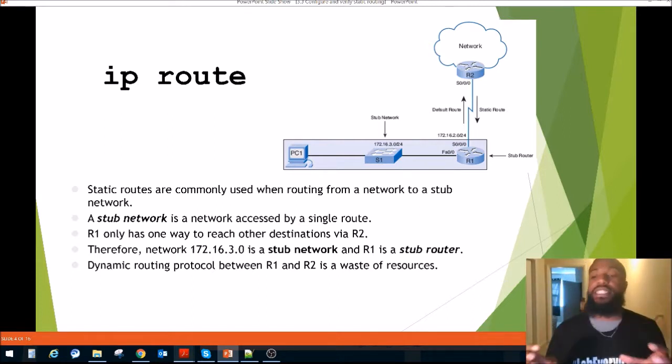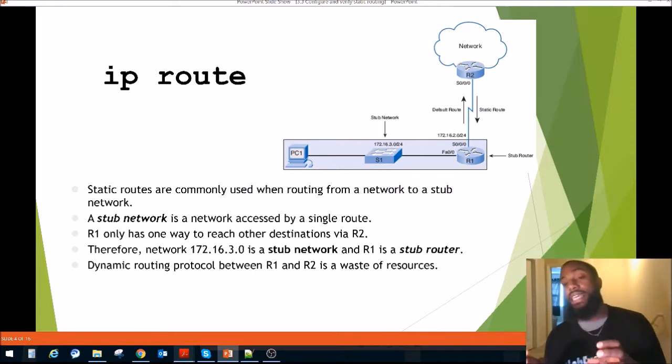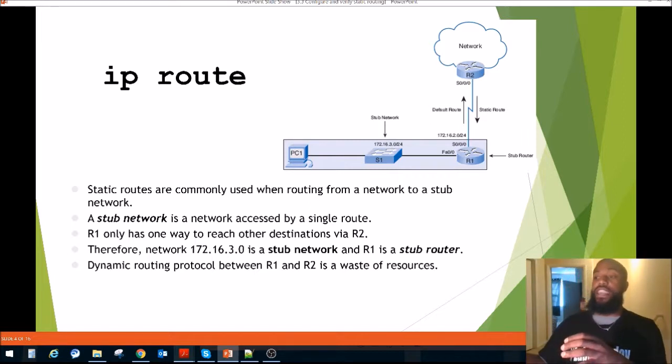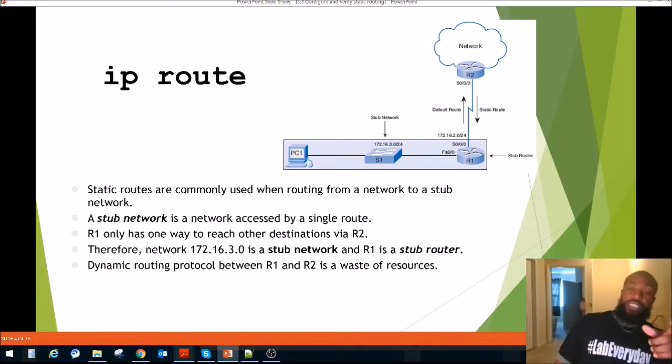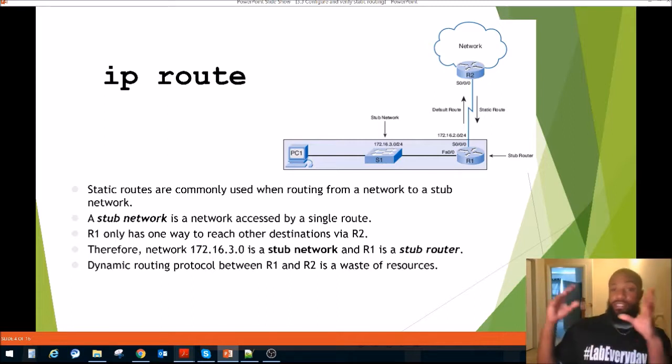You will put the destination of where you're trying to go. So you do IP route, the destination you're trying to go to, the subnet mask of the location you're trying to go to, and then the address of the next hop router, or the forwarding router's address. As you can see here, static routes are commonly used when routing from a network to a stub network.